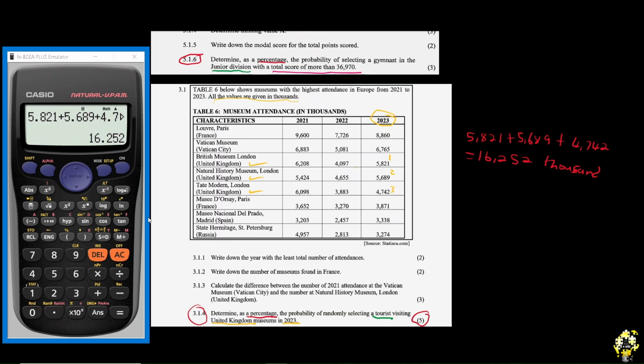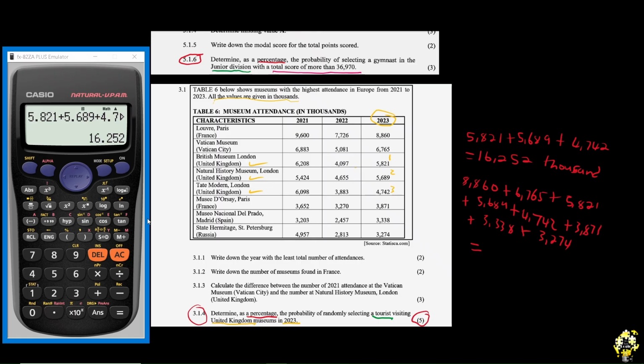Now we need to know the total outcomes. And that's why we have to add everything under 2023. So, of course, you have to be writing this. So I will write this with you because this is also what you yourself are supposed to be writing. Remember, it's 5 marks. Plus 6.765 plus 5.821 plus 5.689 plus 4.742 plus 3.871 plus 3.338 plus 3.274.